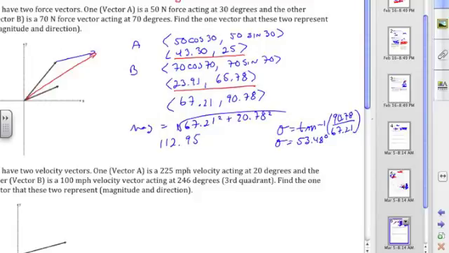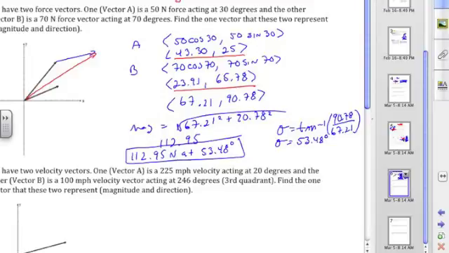So now I'm going to write my final answer. These both are in newtons, so the final force on this object is 112.95 newtons at 53.48 degrees. So again, for each one of these ones at the bottom, you can do the same thing. Use the magnitude cosine of the angle, magnitude sine of angle to change to x, y, add them together, and then change them back using the Pythagorean theorem and the inverse tangent.